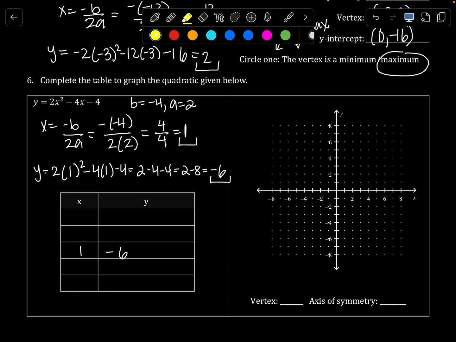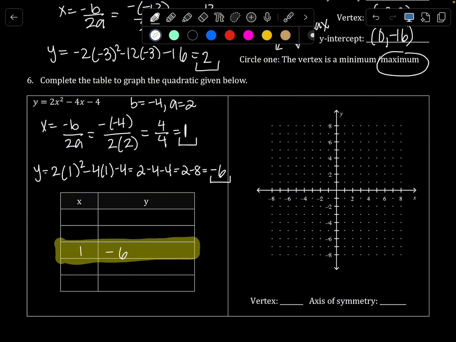Why did I put that vertex right in the middle? Well, because the vertex is the point that is right in the middle, right with the axis of symmetry, where it splits the parabola into 2 equal parts, left and the right. So it's good to put it in the middle.